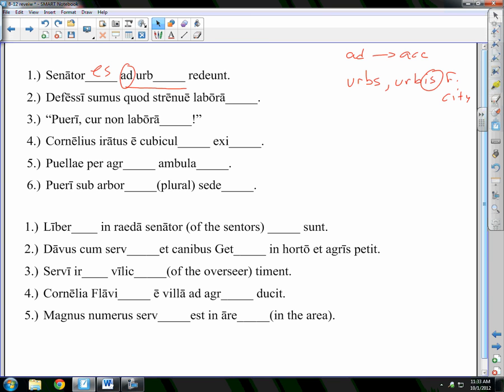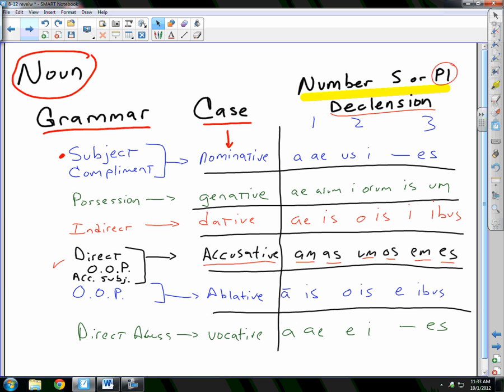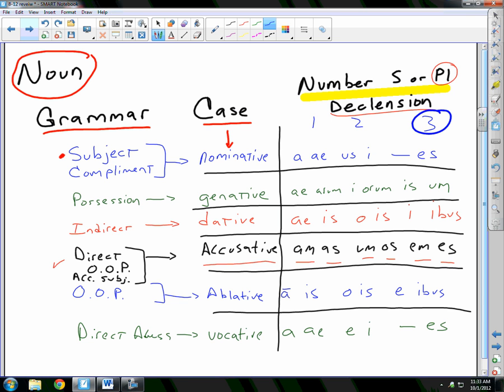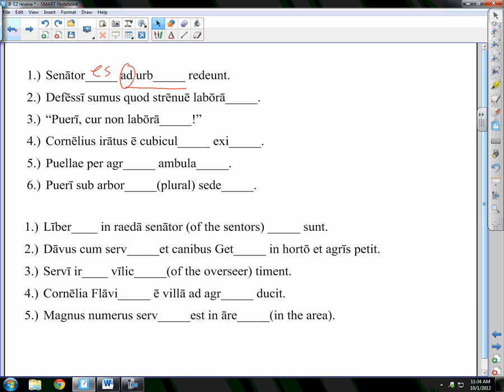It is a 3rd declension word, which means I'm going to have a 3rd declension ending. So I've established it's accusative, right? I've established that it is part of the 3rd declension, and that it doesn't matter whether or not it's singular or plural. Because of that, I can use either the em or the es. Let's see which one we like best. Is it the senators return to the city, or the senators return to the cities? I'm going to go with the singular.